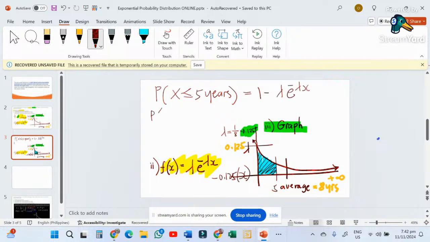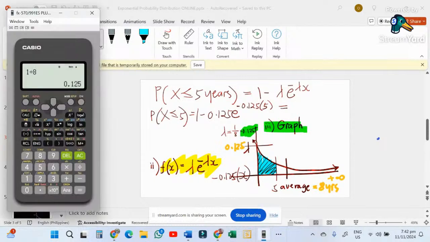So the answer for x less than or equal to 5 is 1 minus our lambda, 0.125, and then e to the negative 0.125. And how many years was it? Less than. When it's less than, then you do 1 minus less than 5. Okay, so the answer here, let's do our calculation.